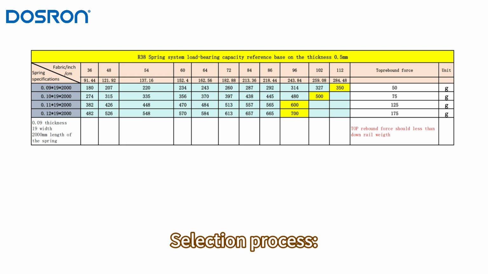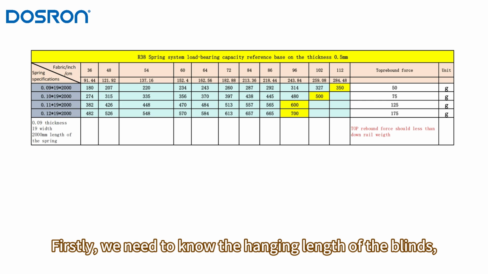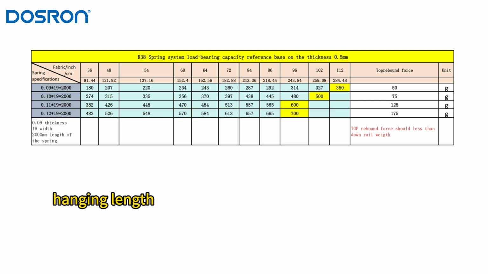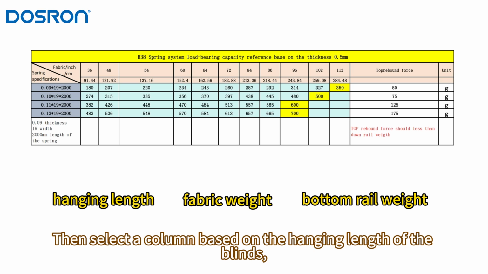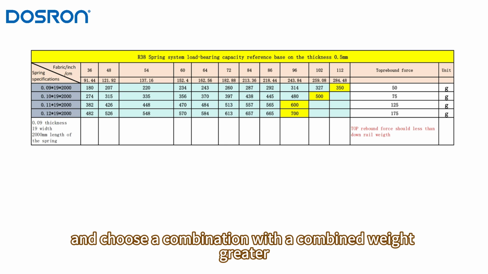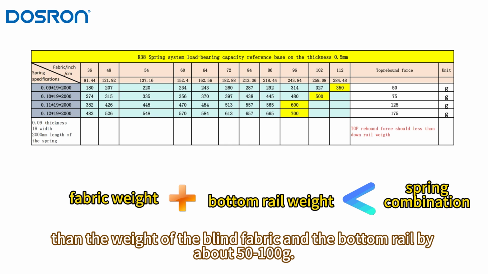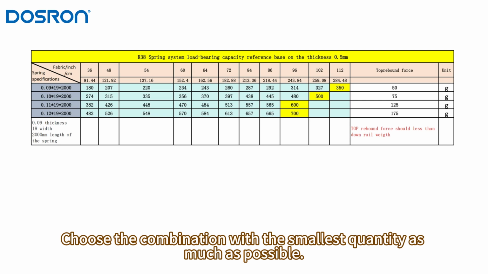Selection process. Firstly, we need to know the hanging length of the blinds, the weight of the blind fabric, and the bottom rail. Then select a column based on the hanging length of the blinds, and choose a combination with a combined weight greater than the weight of the blind fabric and the bottom rail by about 50 to 100 grams. Choose the combination with the smallest quantity as much as possible.